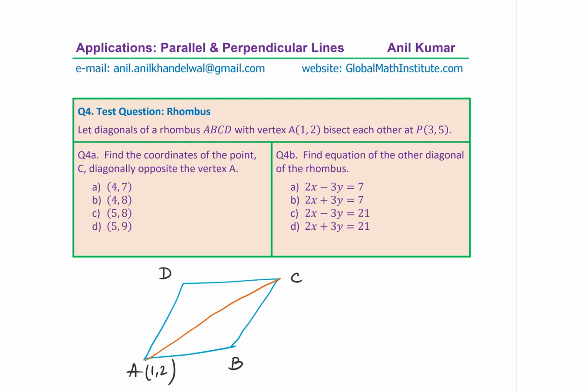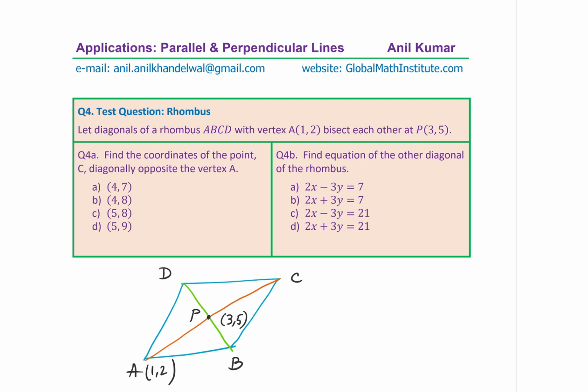Bisect each other. There's another diagonal, from B to D, and they bisect each other at a point P, and the coordinates for this point P are 3, 5. So this is 3, 5. That is the point P. We need to find the coordinates of point C. So this is part A. The second part is we need to find the equation of DB. So that is how you have to do it.